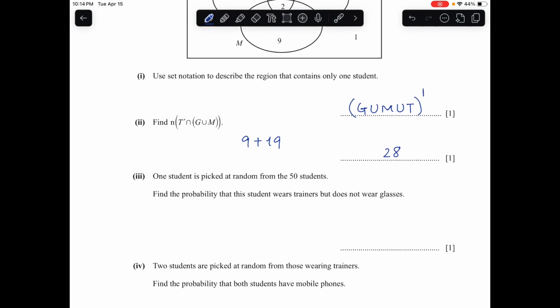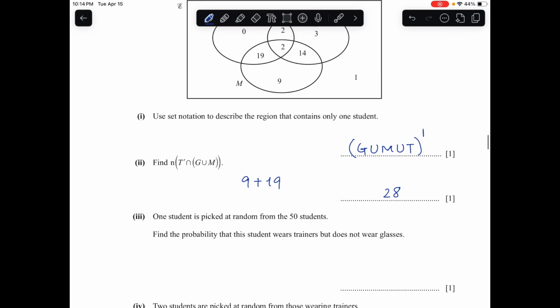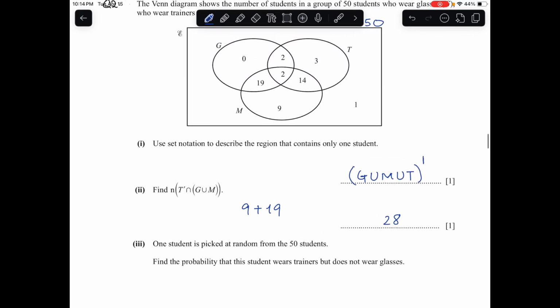One student is picked at random from the 50 students. Find the probability that the student wears trainers but does not wear glasses. So he's going to wear trainers, but he does not wear glasses. If he is not wearing glasses, but he is wearing trainers, so no glasses, so ignore this. Yeah, let's ignore this. So what are we left with?